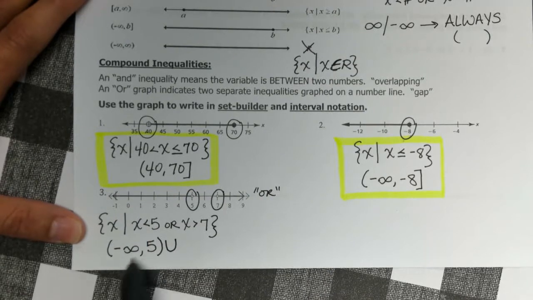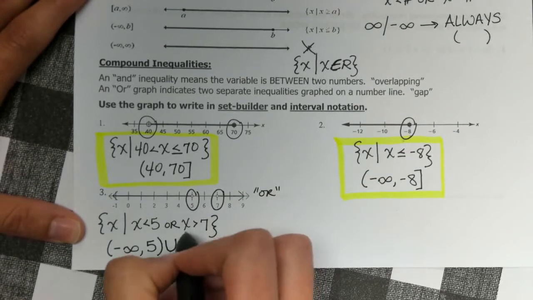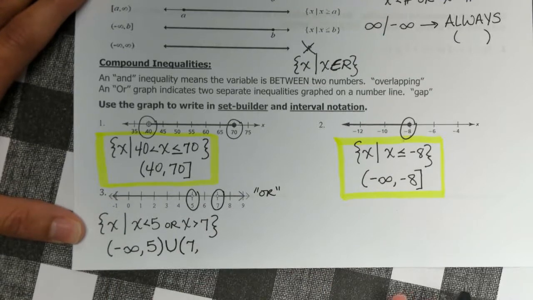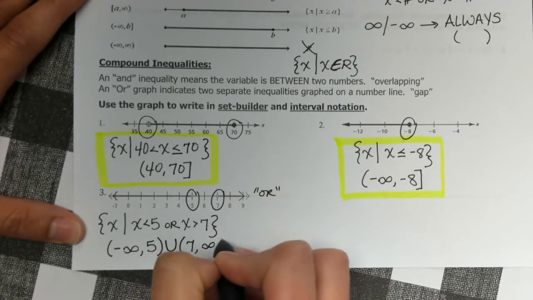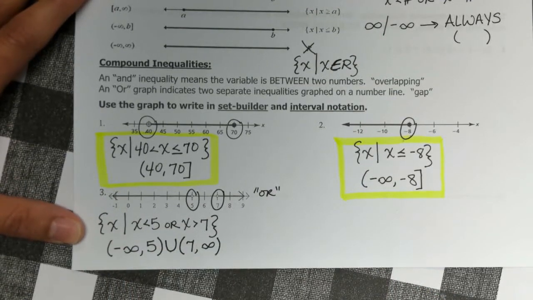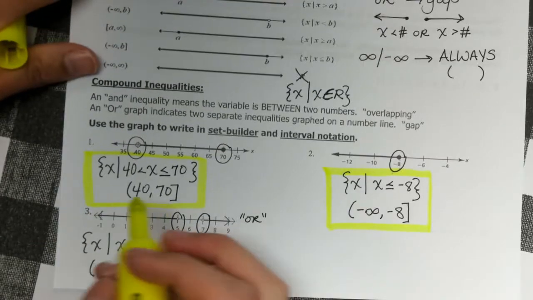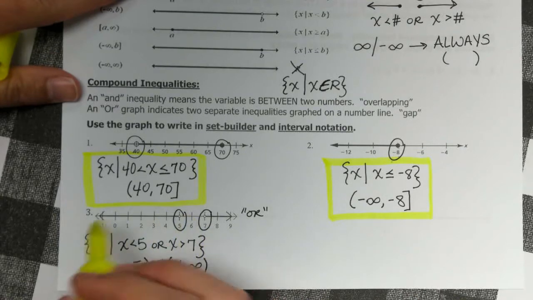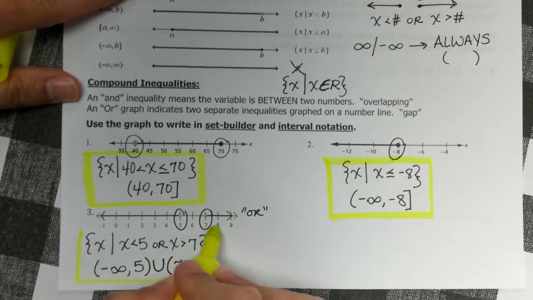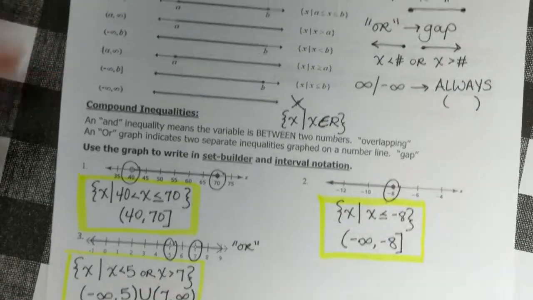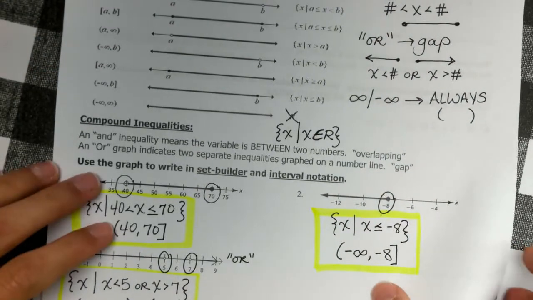Now, instead of writing the word or, we put a U, kind of like for union. For interval notation, when you have an or compound inequality, you're going to put that U there to separate it. Then I start back at 7. 7 has parentheses also, and 7 goes towards positive infinity, which also has parentheses. You're good with that? Any questions?